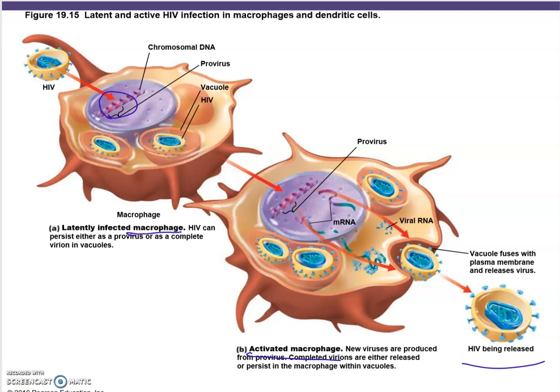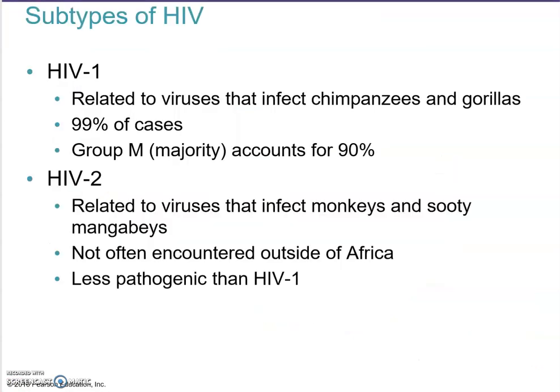There are two main subtypes of HIV, HIV-1 and HIV-2. HIV-1 is 99% of the cases. HIV-1 is related to viruses that infect chimpanzees and gorillas. That's the vast majority of HIV infections. And then HIV-2 is related to viruses that infect monkeys and sooty mangabeys. They're not often encountered outside of Africa. This one is less pathogenic than HIV-1.